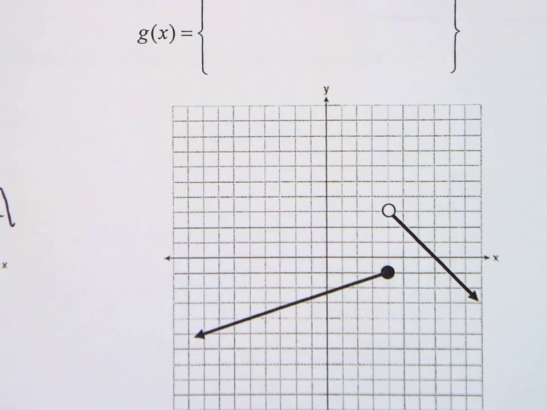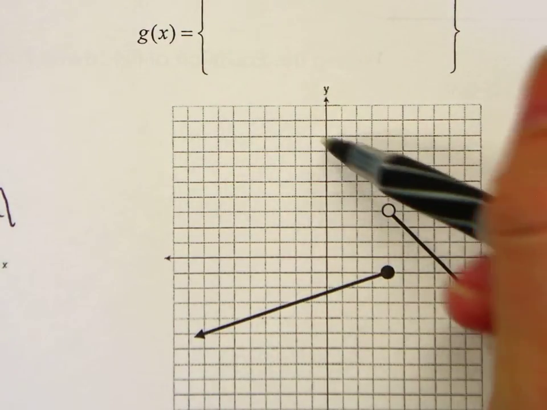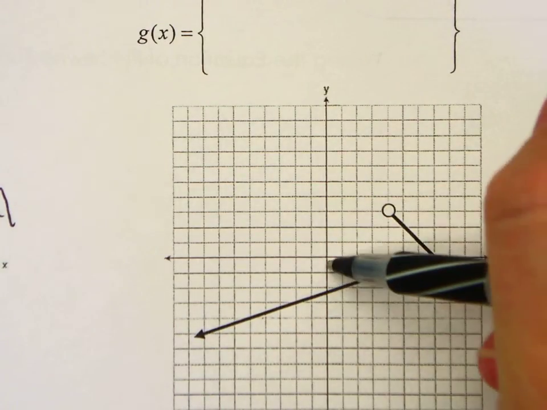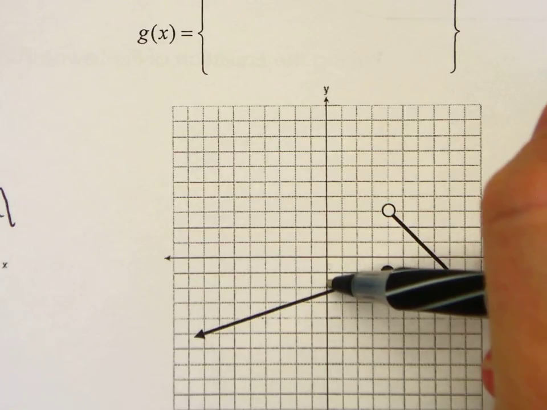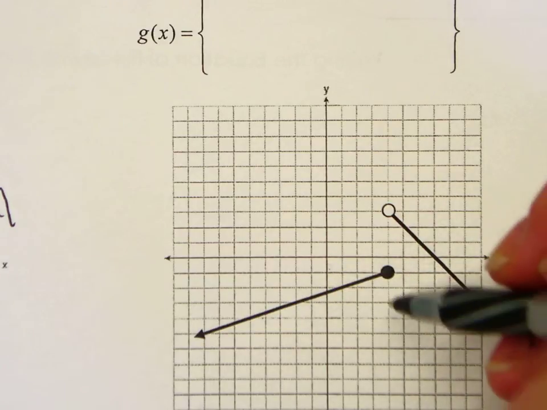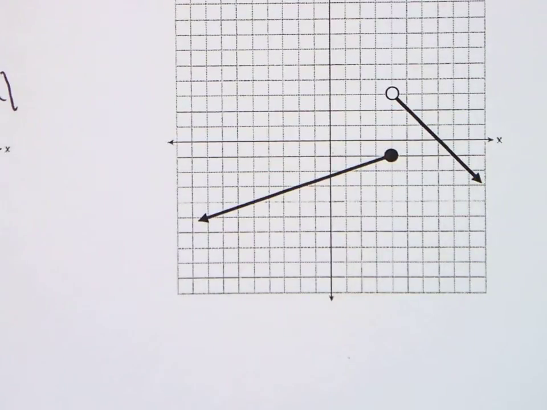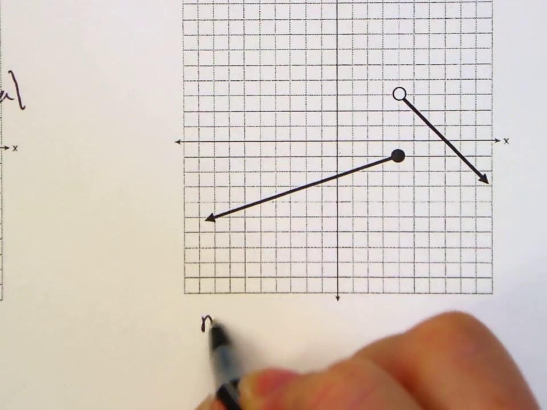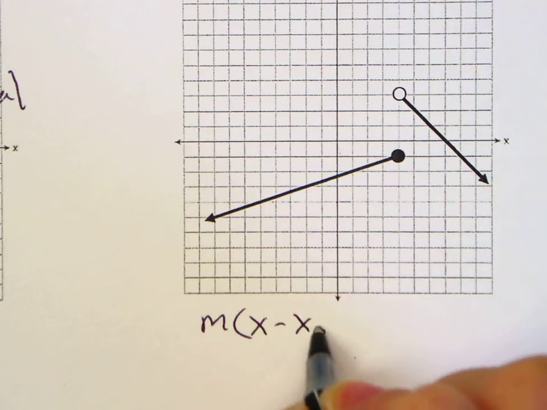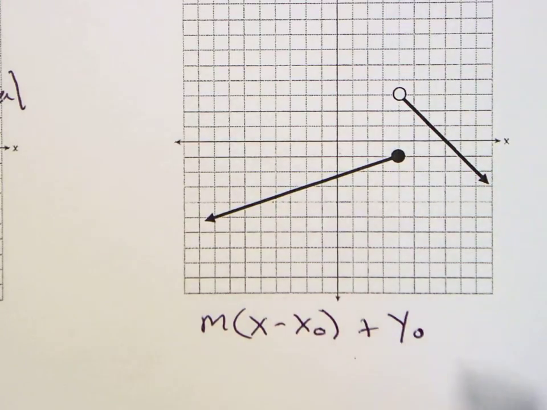Number 4. Now, this one, we have 2 lines again. What's the problem with both of these, though? We don't have the y-intercept with either one. This one, it doesn't reach it. And this one, if you notice, it crosses at negative 1, negative 2, and something. So we cannot use y equals mx plus b. So for this one, we're going to use m(x minus x0) plus y0 for both of them.